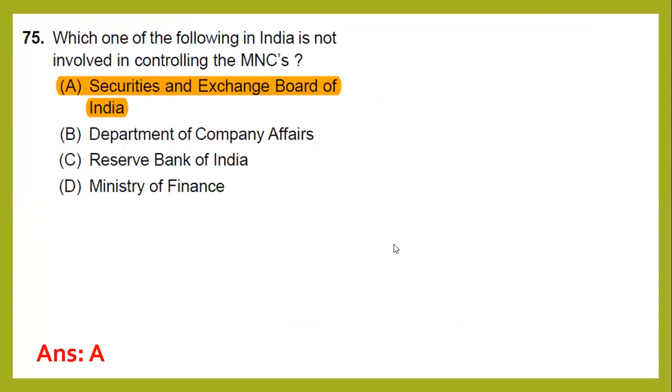So we go to the last question in Paper 3. Which one of the following in India is not involved in controlling MNCs? The correct option is A, SEBI, Securities and Exchange Board of India. It controls the stock market, doesn't control the multinational company. So therefore, correct option is A.